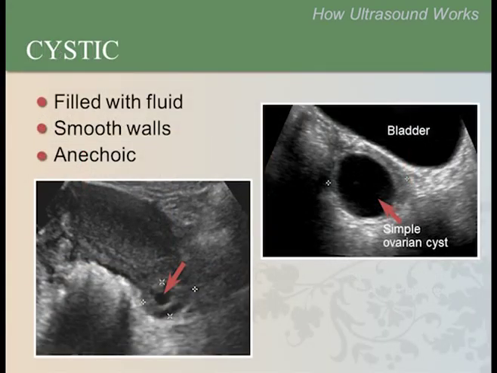A cystic structure is filled with fluid and its walls are generally smooth. Because a cyst is fluid, it will be anechoic. These are both images of ovarian cysts.